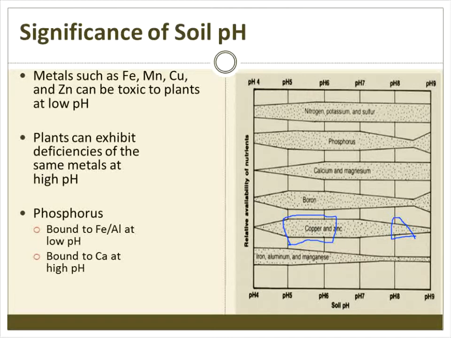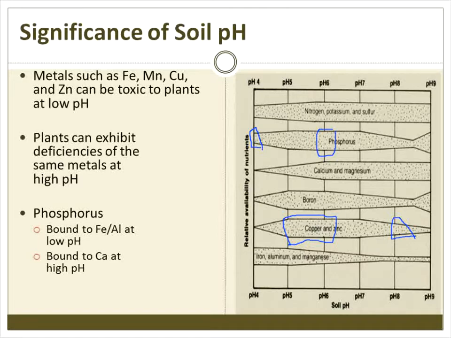Phosphorus, same kind of thing. When we manage our soils for phosphorus, we're shooting for a pH range somewhere around 6, because that gives us the highest availability of phosphorus. What happens if we get down to a pH around 4? When we get down to that pH, we start getting a much lower availability of phosphorus.